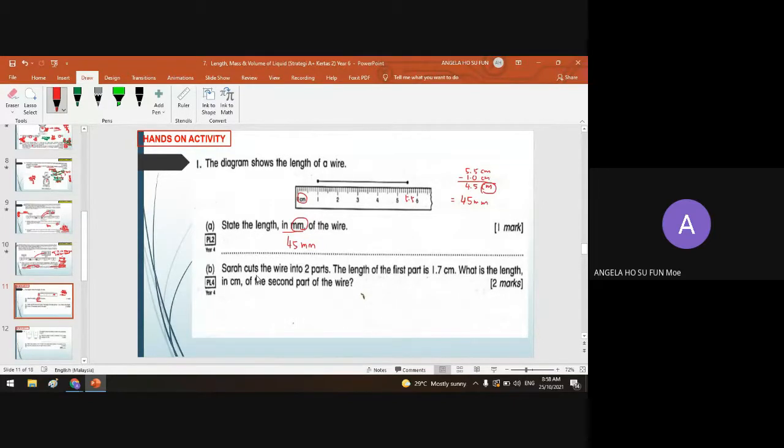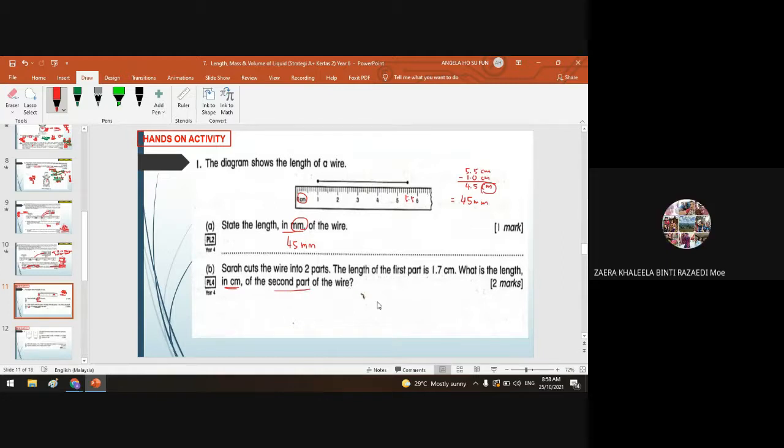B. Sarah cuts the wire into 2 parts. This wire is cut into 2 parts. The length of the first part is 1.7 cm. Cut into 2 parts doesn't mean that it has to be equal. Maybe I cut here, so this part will be shorter than the other part. The first part here is 1.7 cm. What is the length in cm of the second part of the wire? Now this one is in cm again. I want to know the second part of the wire.